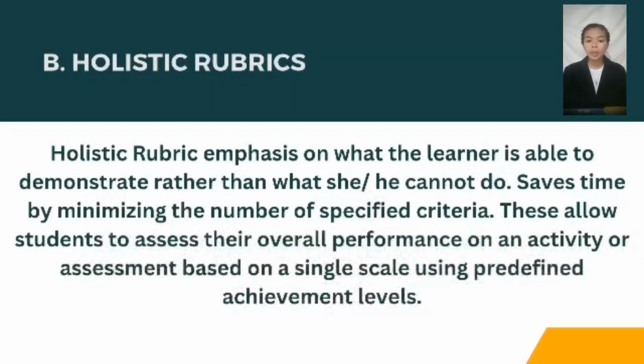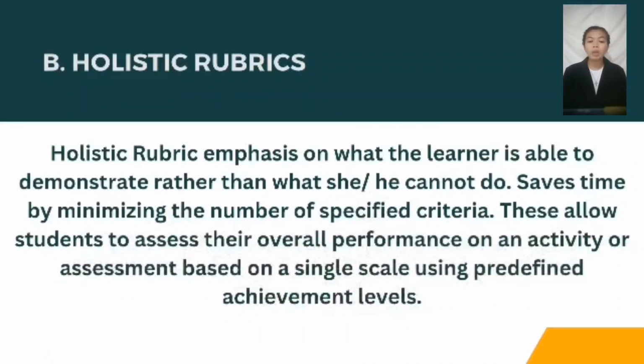So the next rubric is the holistic rubric. What is a holistic rubric? The word holistic means pangkabuuhan. A holistic rubric emphasizes what the learner is able to demonstrate rather than what she or he cannot do. A holistic rubric can save time by minimizing the number of specified criteria.